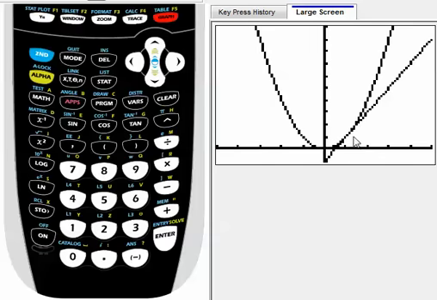So because it's 2x, it means that the gradient is 2, which means that the gradient of the curve at this point here, where they meet, is also 2. So the gradient of a curve changes all along. And what the gradient is at each point, that's what's called a derivative.